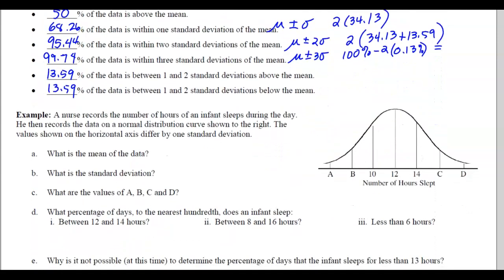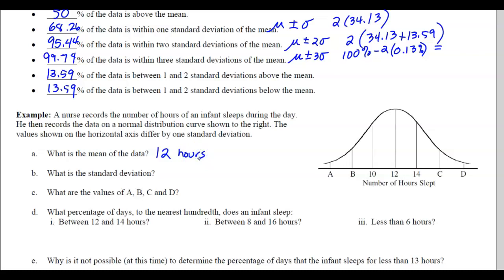Okay, so to answer some questions, it says a nurse records the number of hours an infant sleeps during the day. He then records the data on a normal distribution curve shown to the right. The values shown on the horizontal axis differ by 1 standard deviation. So what is the mean of the data? So for the mean, you want to look at the very middle, right? What makes it symmetrical? So the mean is 12. Also the median, also the mode.